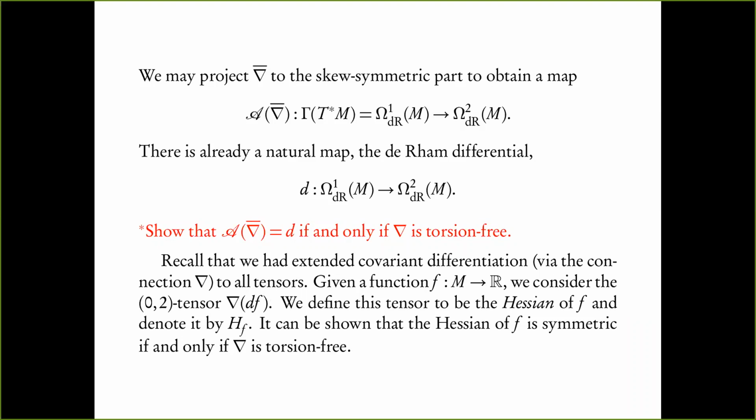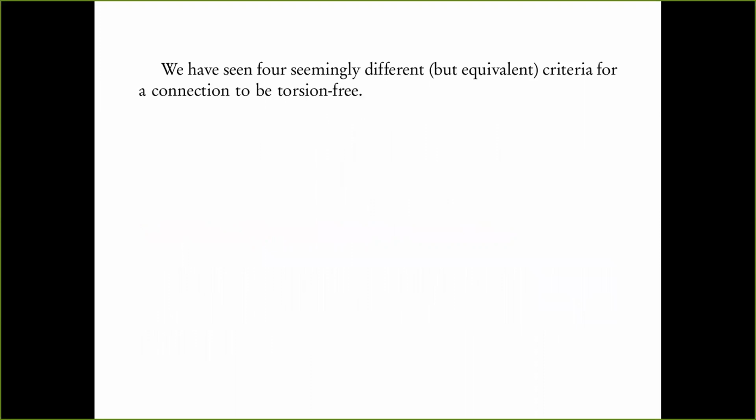Okay. So the rest of the talk is going to be focused on a particular example and then the actual geometric meaning, as far as I understand, of what a torsion is. So before we move on, are there any questions? Okay. All right. So we have seen four seemingly different criteria, but all of them are equivalent. But none of them really says something which you might call geometric.